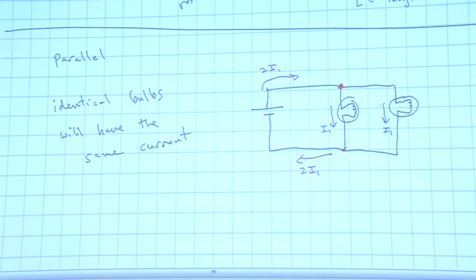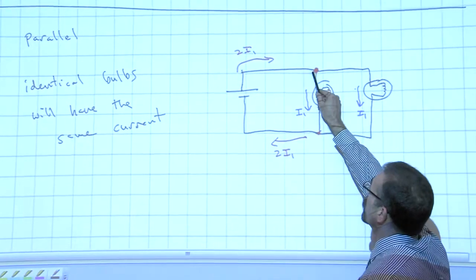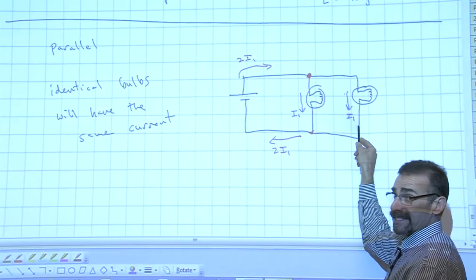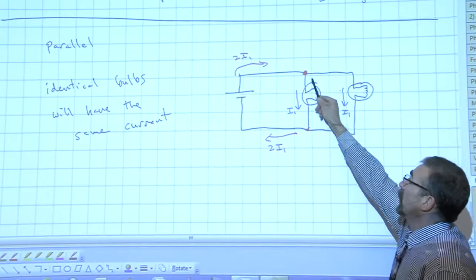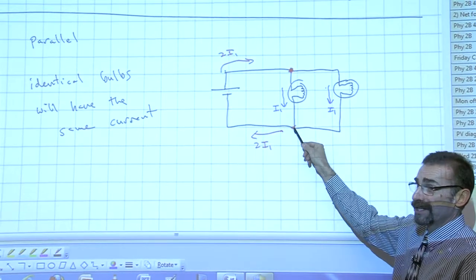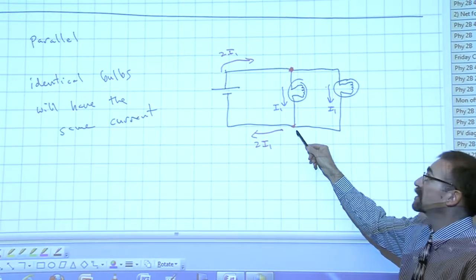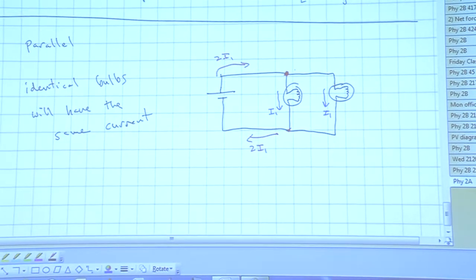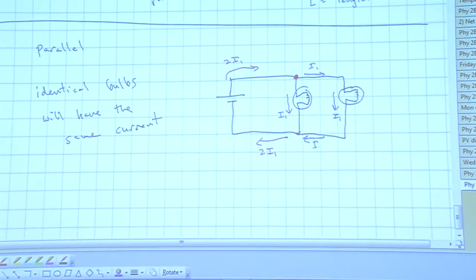Because there are no forks in this path, once you get past this point, the current can't change anywhere here, right? Remember, we already said that it's not created or destroyed. It's not used up anywhere in the circuit. So anywhere along here, it's going to be the same until you get to another fork in the road, and then it can change. Until you get to a junction. That's the only place the current can change. So I can write it in here just to make it clear. But right here, it becomes I1, and it's still I1 over there.